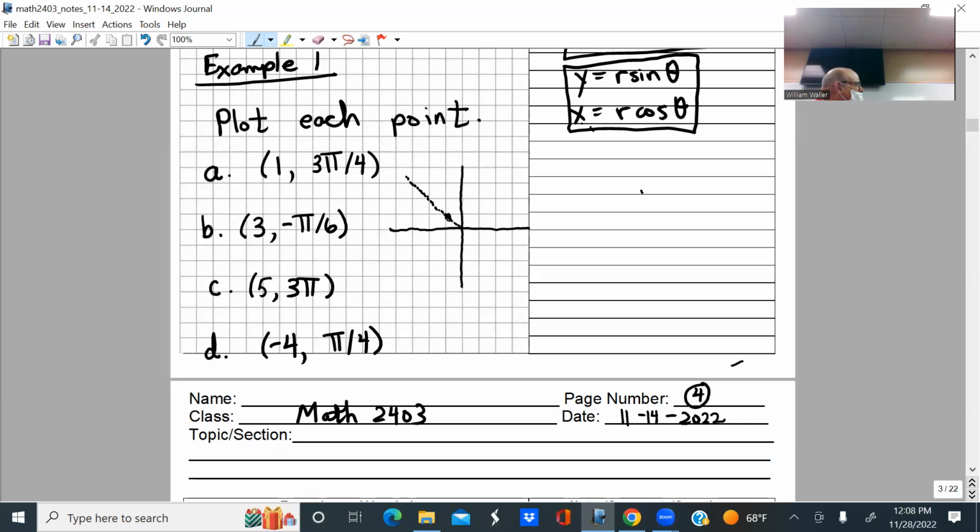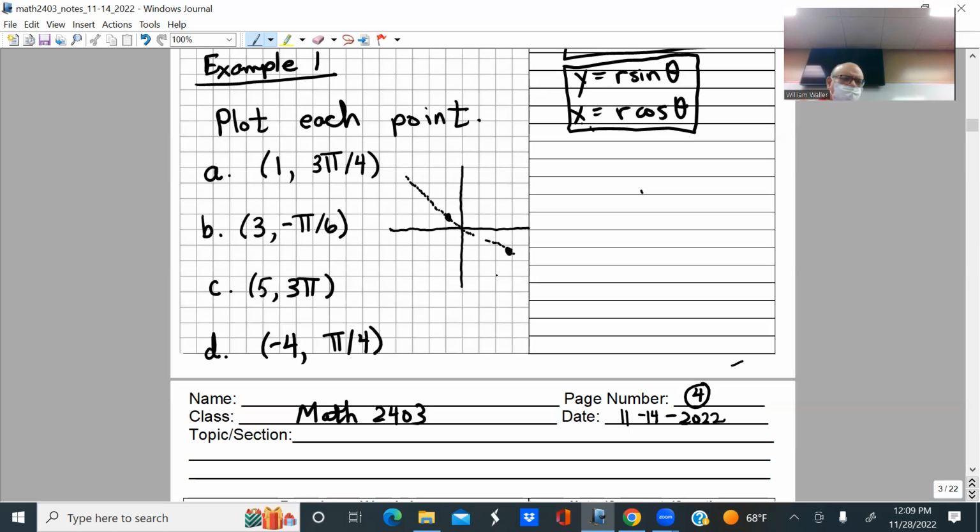What about 3 and minus pi over 6? So where's minus pi over 6? Well, that's in the fourth quadrant, and that's 30 degrees. So we're down here about 30 degrees into the fourth quadrant, and then we're at distance 3 away from the origin. I'm just going to eyeball it here, maybe about right there is distance 3.